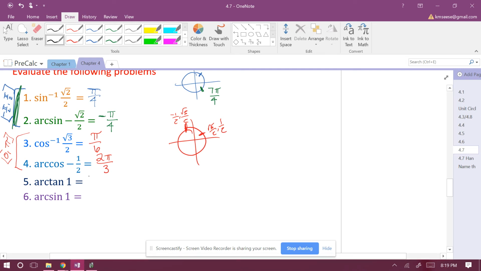For number 5, arctan of 1. Where is my tangent value of 1? Well, remember, tangent is your sine of theta over cosine. It's your y over your x. So where is my ordered pair where my y value is 1 and my x value, or rather, they're the same, right? That has to be pi fourths. It needs to be positive. So it's going to be at pi fourths.